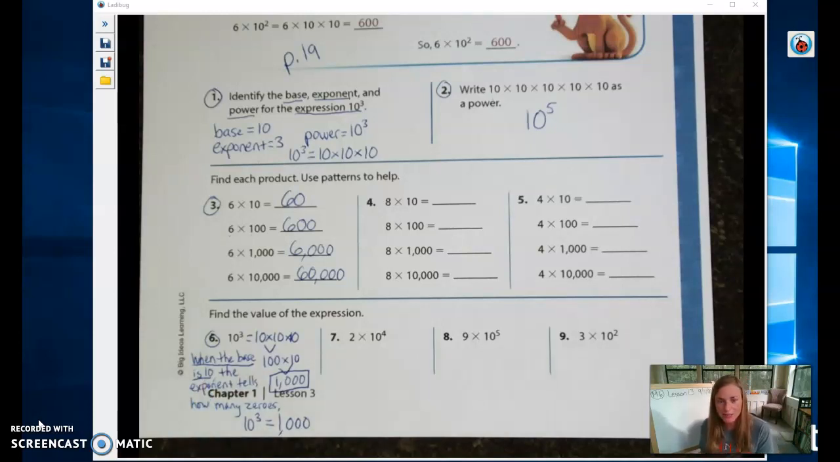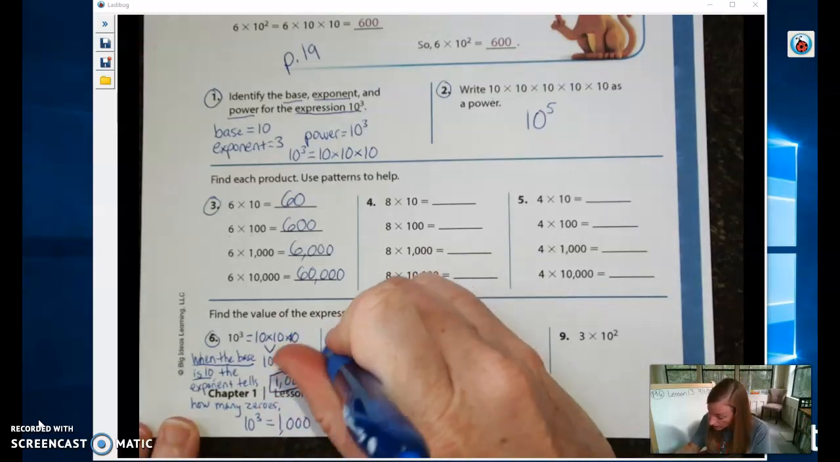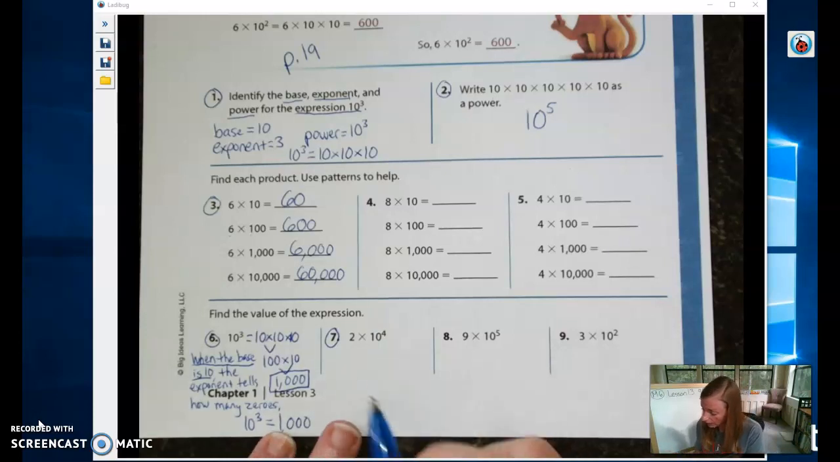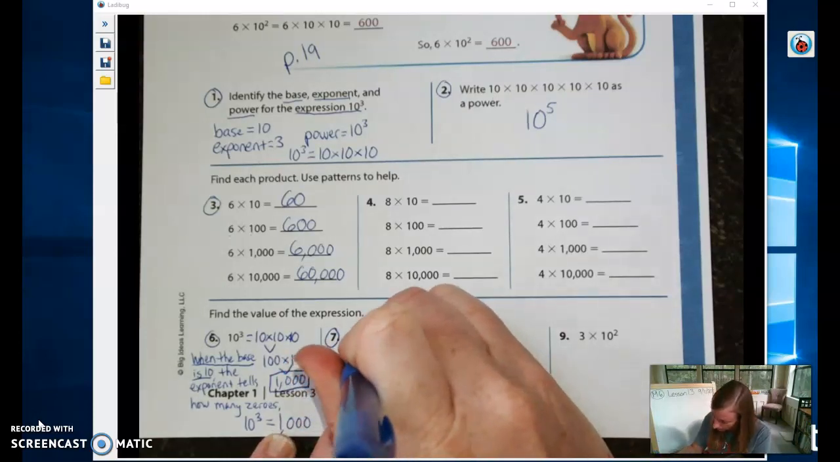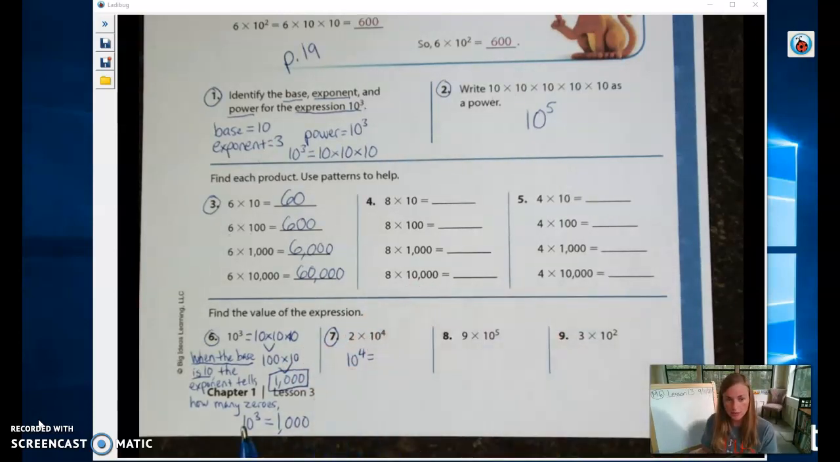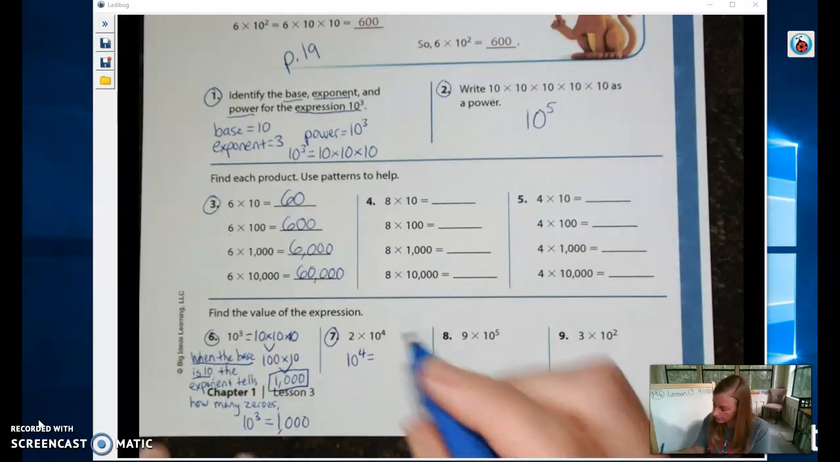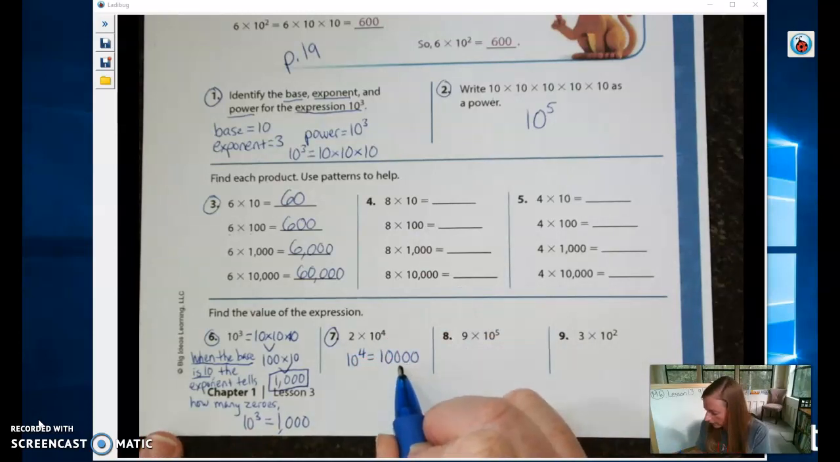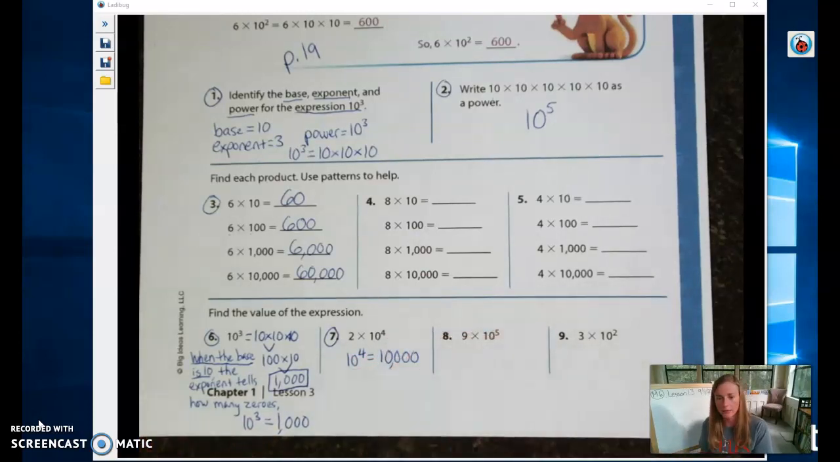Let's move on to number 7 and see this in action. Okay, so we have 2 times 10 to the 4th power. So we're going to start by working with this 10 to the 4th power first. Okay, so 10 to the power of 4. The base is 10, so we can use this when the base is 10 tip. It's going to be a 1, followed by how many zeros? Well, the exponent is 4, so that's going to be 1, 2, 3, 4 zeros. We put our comma over the hill. It goes right here, 10,000.